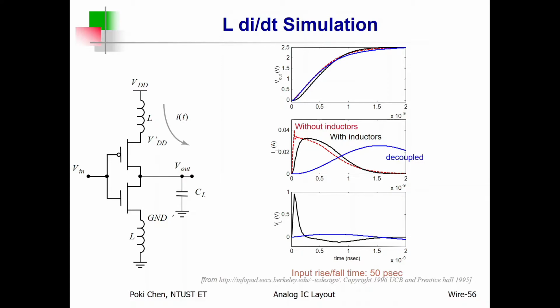Why do we have such a big voltage drop? We call it the L di/dt problem. The more inductance, the larger voltage drop you need to face. The faster the change of the current, the larger voltage drop you need to face.